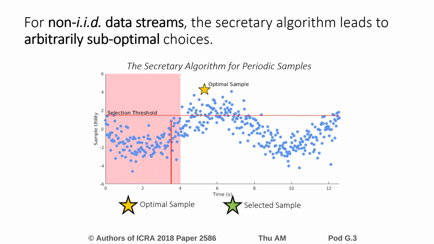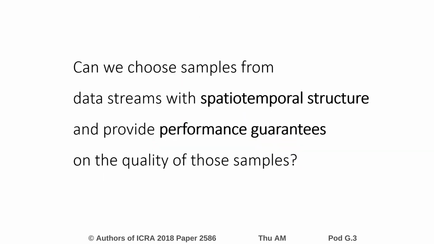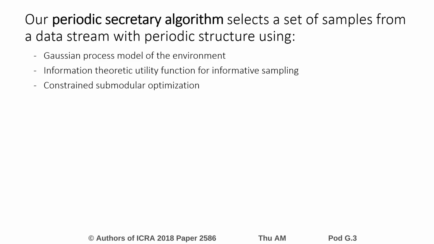This simulation motivates the central question of our paper. Can we choose samples from data streams with spatiotemporal structure and provide performance guarantees on the quality of these samples? Specifically, our work focuses on data streams with periodic spatiotemporal structure. We pose the problem of selecting a set of samples from a data stream with periodic structure as a constrained optimization problem. Using a Gaussian process model of the environment with an information-theoretic utility function, we can exploit the submodularity of the utility function to choose a set of samples from periodic data streams with provably bounded regret.